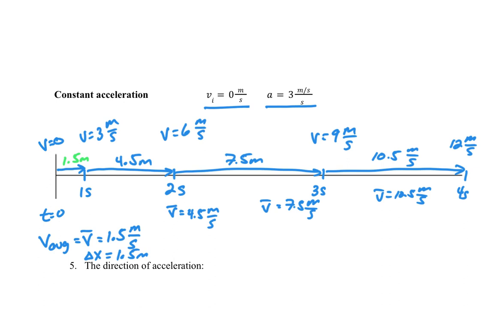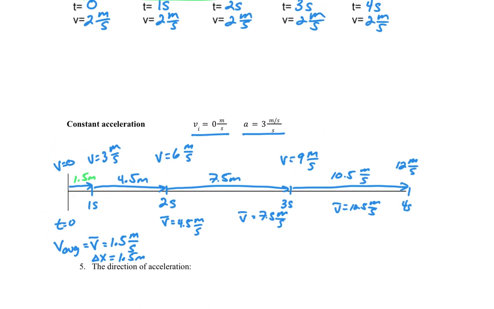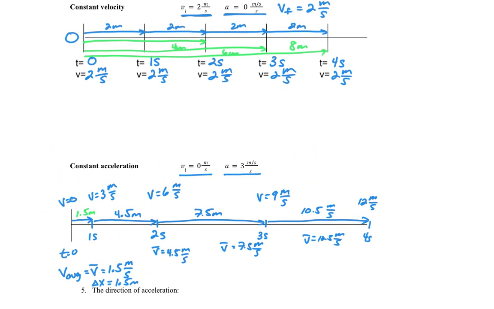So you can see right away that there's a huge difference between what happened in a constant velocity situation and what happened in a constant acceleration situation. Here, with constant velocity, we had equal step sizes. Here, our step sizes kept getting bigger and bigger and bigger. So a very different outcome and a very different feel for what we would have compared to a constant velocity situation.